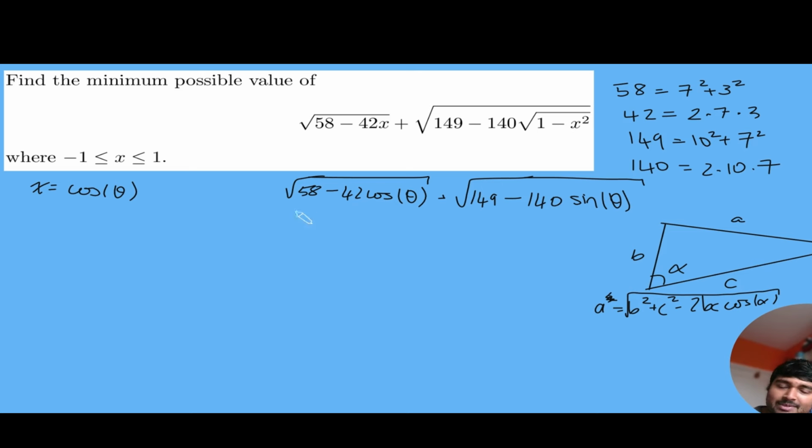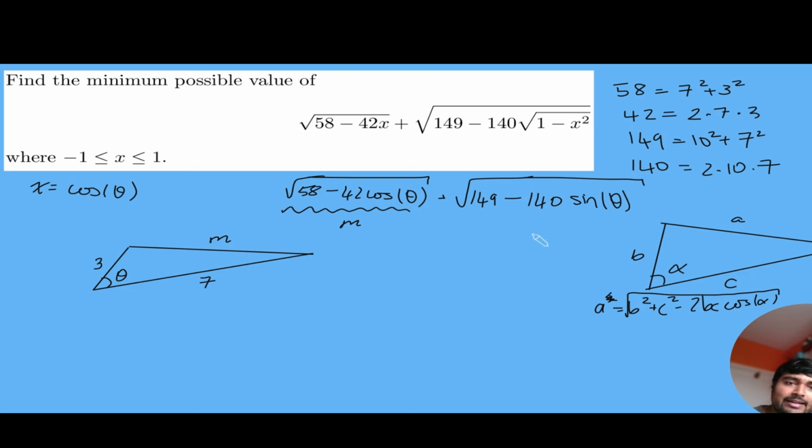What's really nice is that, because of these observations, this describes the side length of a triangle with side lengths 7 and 3, and the angle between the 7 and 3 being theta. So it would look something like this. If this is the side length 3, this is the side length 7, and this is the angle theta, what this thing describes, let me call it m, is the side length of that triangle there.